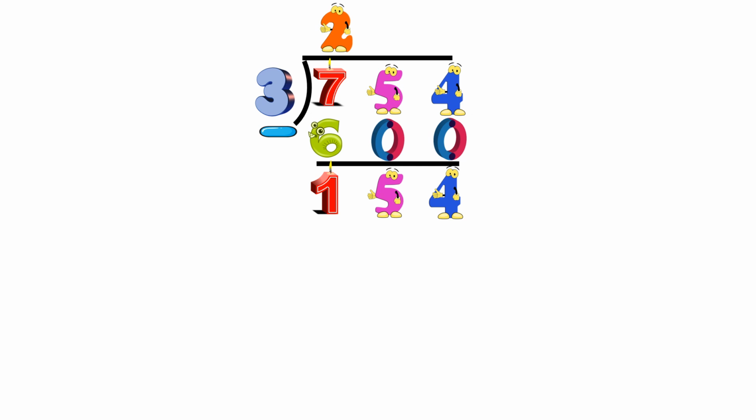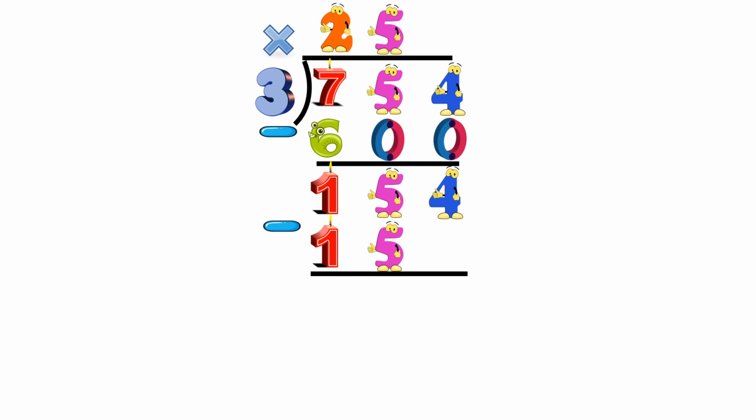But now, how many 3s can we find in 15? In order to know the answer, we need the help of the multiplication table. And we find that 3 times 5 is equal to 15. This 5 should be in the tens place of the quotient, since 15 is 15 tenths. Then we multiply 5 times 3. 5 tenths times 3 is 15 tenths, and here is 15. Then we subtract. 15 tenths is 150.